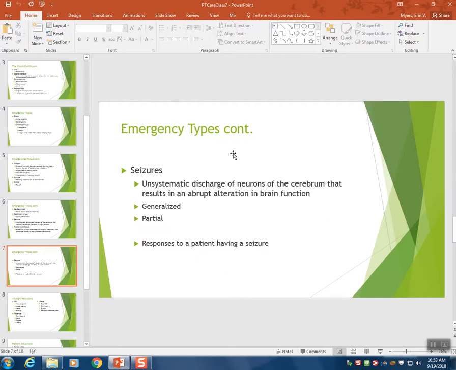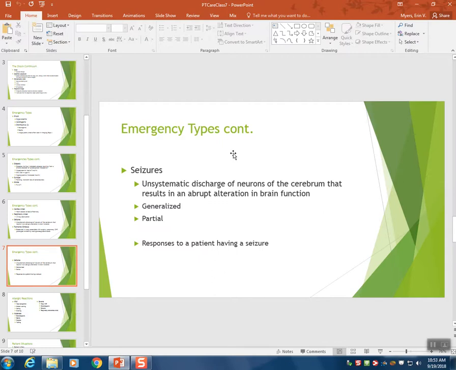So if they're on a table, you want to keep them on the table. You don't want to move them to the floor because you can cause injury to the patient or to yourself if you try to move them. Make sure you put a pillow under their head because they can be banging their head back and forth, and you don't want them to hit their head.